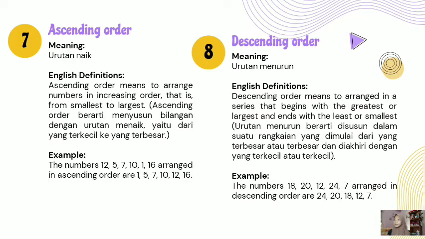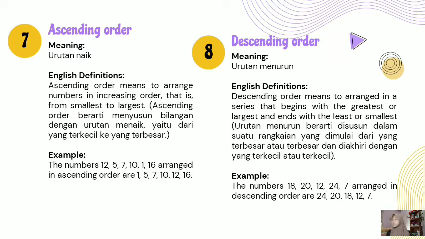Number 7, ascending order. Meaning is urutan naik. English definition: ascending order means to arrange numbers in increasing order, that is from smallest to largest. Example: the numbers 12, 5, 7, 10, 1, and 16, arranged in ascending order are 1, 5, 7, 10, 12, and 16.